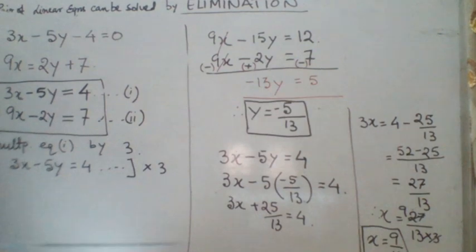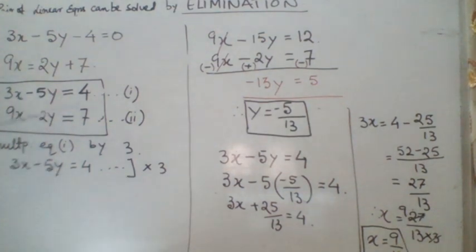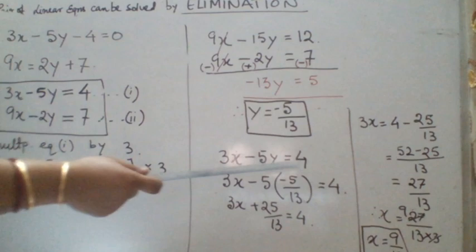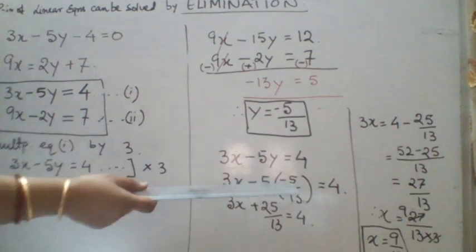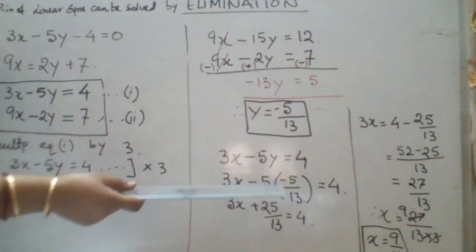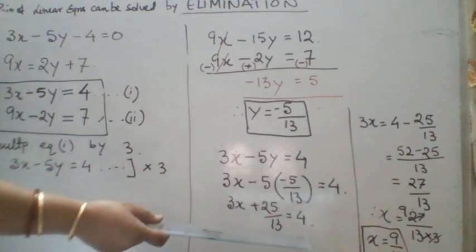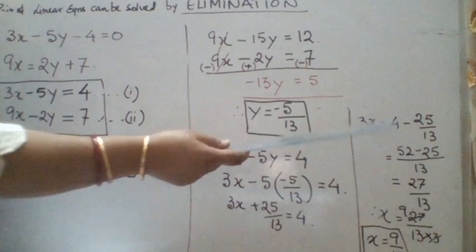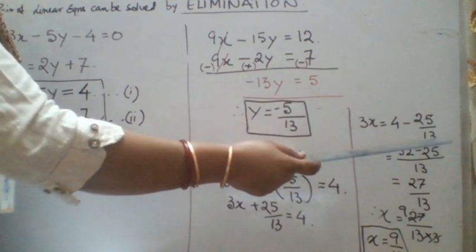In order to get the value of the other variable, we substitute it in any one of the equation. Say this is the first one. This is 3x minus 5y equal to 4. We substitute the value of y. This is minus 5 upon 13. Now multiplying them, minus minus plus, 5 into 5, 25, and this is 13. Right hand side, this is 4 and this is 3x. Now 3x is here. 4 and 25 by 13 is transposed to the other side.